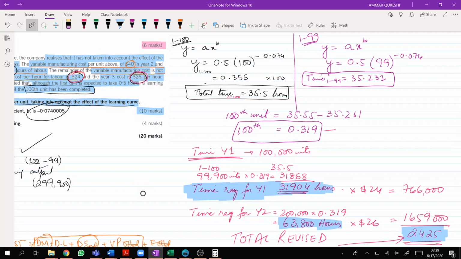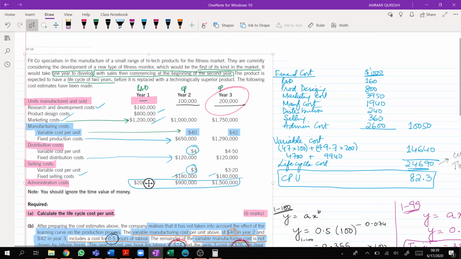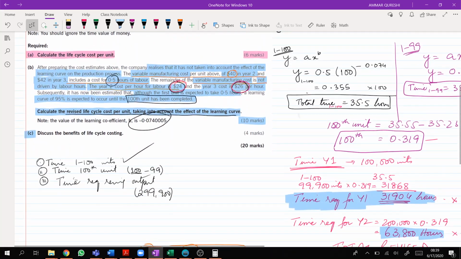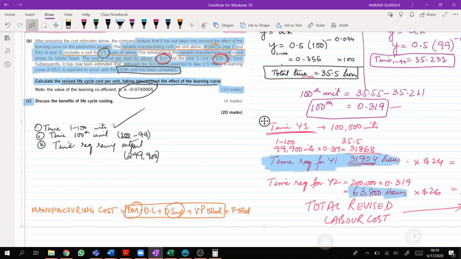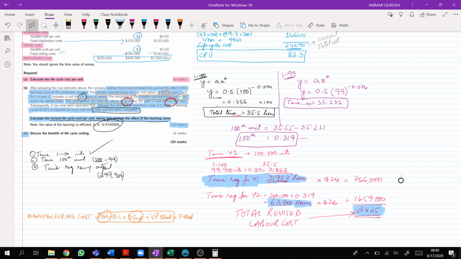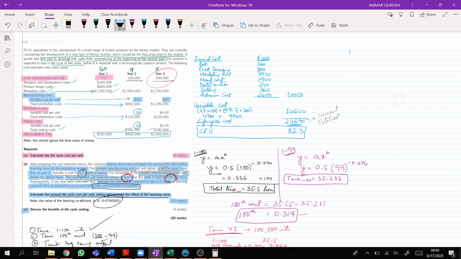It's 2425, and where is that cost? 2425 is the cost. Now this is basically the cost which we have calculated in part A, but obviously this is not a correct cost, so we need to exclude the wrong labor cost and include the correct labor cost, right?